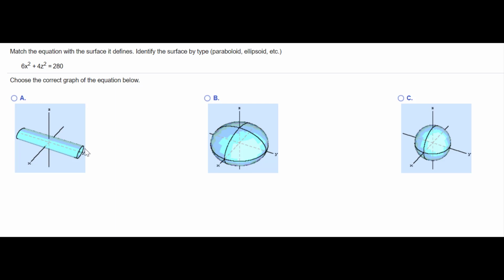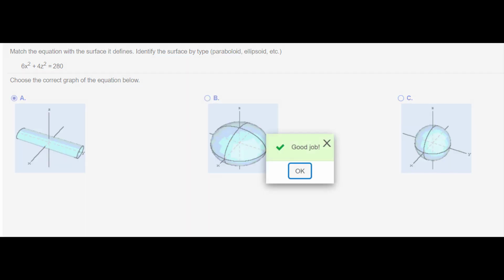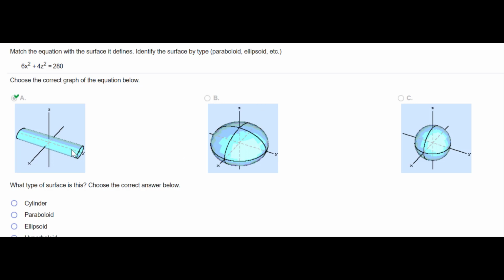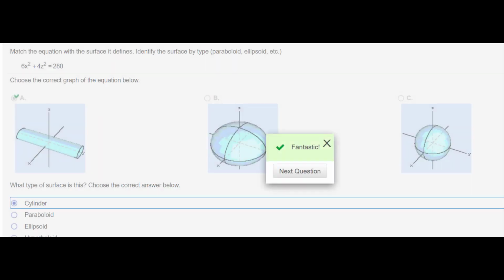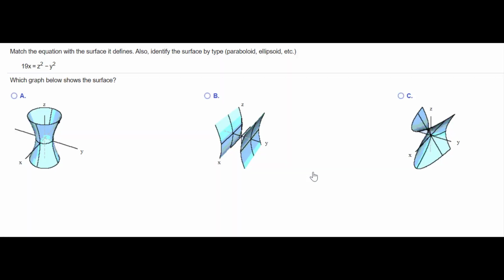because if you can imagine this, take a look at this endpoint here that's circled in black. That's an elliptical type shape, and then because there's no y mentioned, it basically is this ellipse extended left and right over all the y values in space. So it's got to be that one. And there we go. Alright, so this wants us to identify the surface, and our choices are cylinder, paraboloid, ellipsoid, or hyperboloid. Okay, so what do you think? Cylinder? Let's see. Yeah, good. Let's try one more.